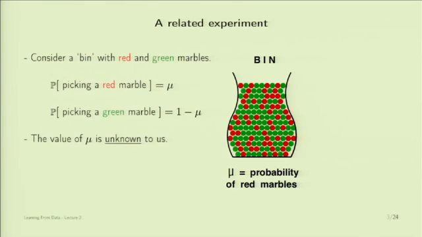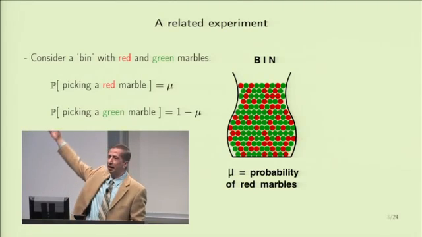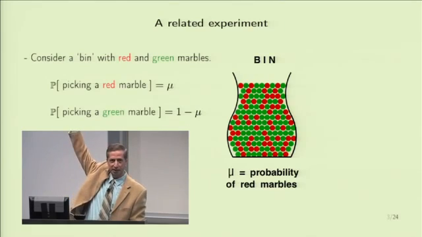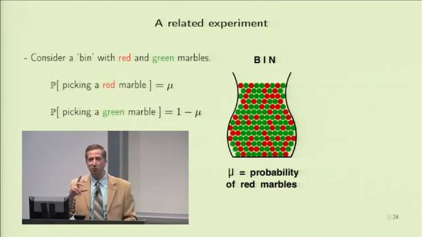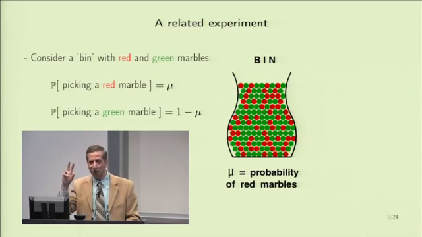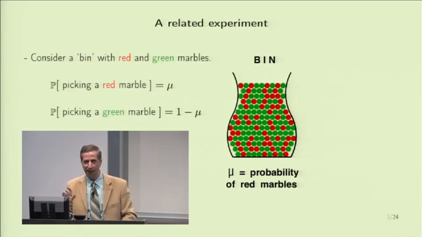Now, the value of mu is unknown to us. So in spite of the fact that you can look at this particular bin and see, okay, there is less red than green, so mu must be small and all of that, you don't have that advantage in real life. The bin is opaque, it's sitting there, and I reach for it like this. So now that I declare mu is unknown, you probably see where this is going. Unknown is a famous word from last lecture, and that will be the link to what we have.